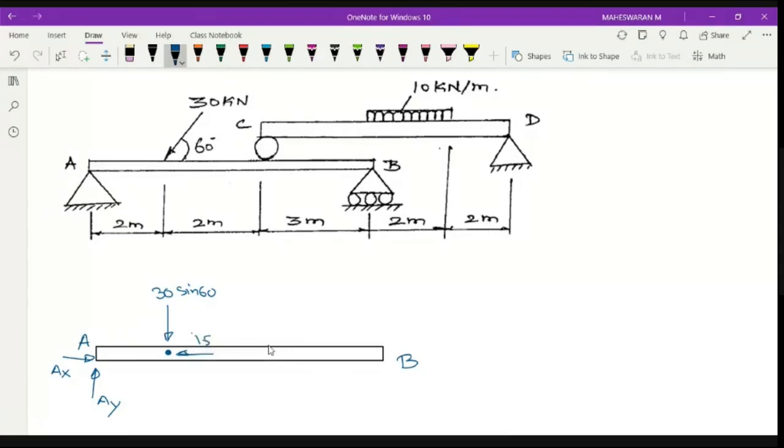Next, you have C point here. C is a roller support, which means I have a Cy reaction here. Since it is having contact, you have a reaction Cy. B is also a roller support. You have one more reaction here, which is B. Any doubt? No, sir.